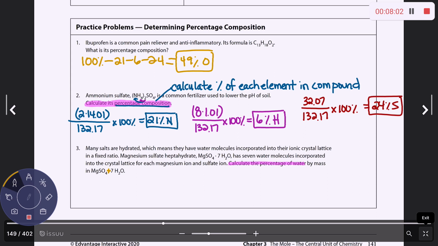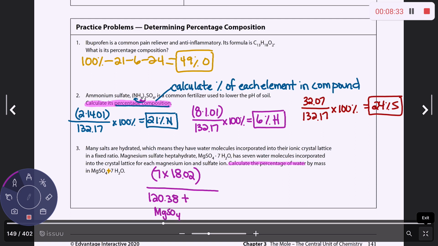Okay, so since I have 7 waters, it's going to be 7 times the molar mass of water, which I happen to know off the top of my head is 18.02 because it's 2 hydrogens and 1 oxygen. Okay, and then you divide this by the molar mass of the entire thing. So magnesium sulfate is, let's see, 24.31 plus 32. So this is 120.38 for the magnesium sulfate.